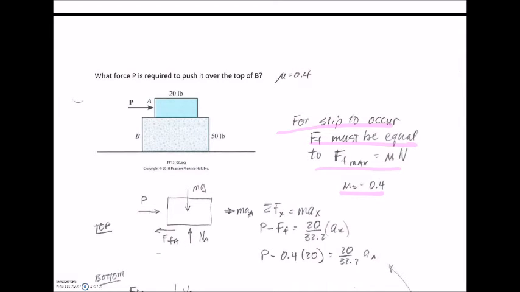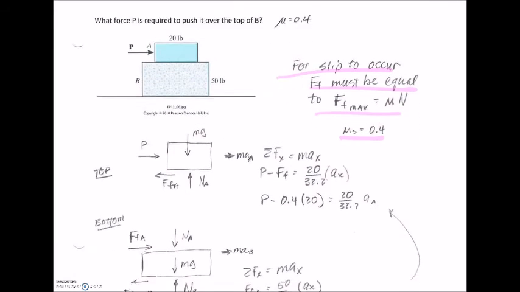So let's plug that into our force equation. The sum of the forces in X is equal to mass times acceleration in the X. P minus the force of friction is equal to 20 pounds divided by 32.2 times the acceleration. Now I have two unknowns in this equation, so I can't resolve that quite yet. So let's look at the bottom block.